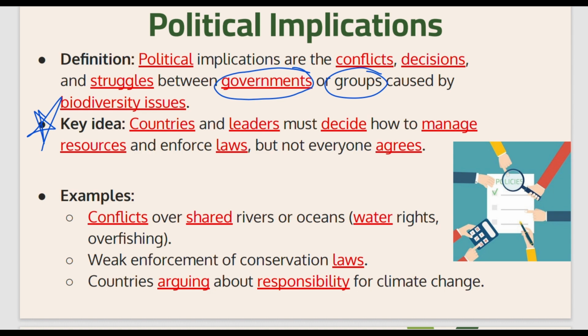Weak enforcement of conservation laws. Sometimes conservation laws will be put into place that are supposed to be shared by several governments that may share a certain area where, for example, that animal or that species may travel or migrate between, and they may have both agreed to have conservation laws on preserving those specimens, those species, but maybe one government doesn't follow through with that enforcement, and that can cause conflicts. And then countries arguing about responsibility for climate change.